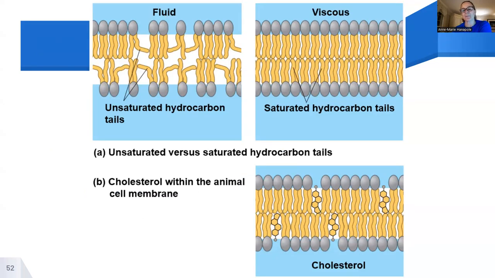So it kind of prevents it from moving too much when it's hot and prevents it from moving too slow when it's cold. So cholesterol plays an important role in the membrane in the fact that it helps maintain the fluidity. And the fluidity is important for movement across the membrane, getting molecules into and out of the cell.